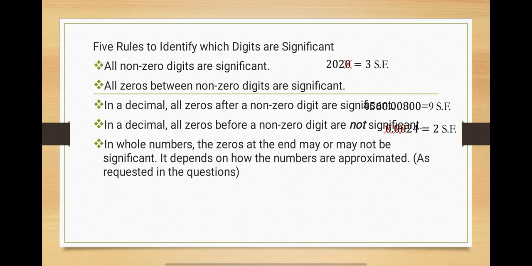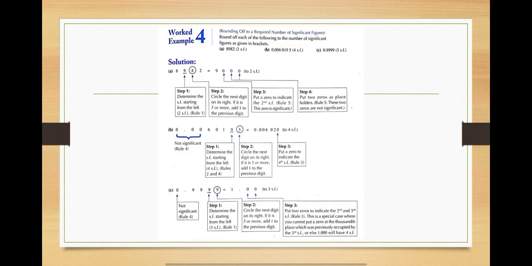So as for the fifth rule in whole numbers, the zeros at the end may or may not be significant. Now, this is the only rule where it says may or may not, right? The four rules before are very obvious, pretty clear in their rules, while the fifth one is kind of may or may not be, right? Confused, right? No need to be. So let's head right away to the example where you can understand the fifth rule. Just now, round off each of the following numbers to the significant figures given in the bracket.